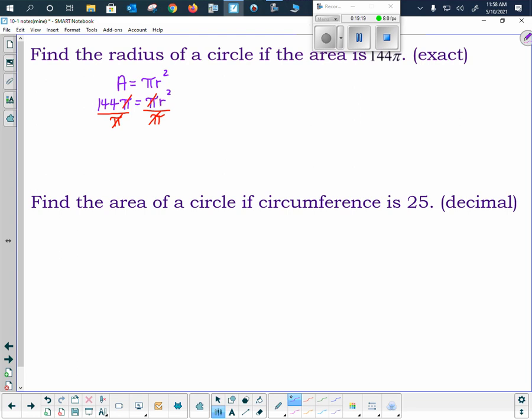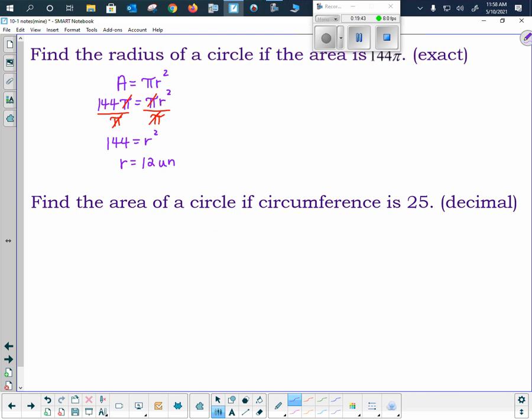So I'm really just looking at 144 equals r squared. Okay, you guys know how to solve for r squared. Or I should say you know how to solve for r from r squared. You take the square root. You should recognize that as a perfect square. So the square root of 144 is 12. And it's a length, so it would be 12 units.